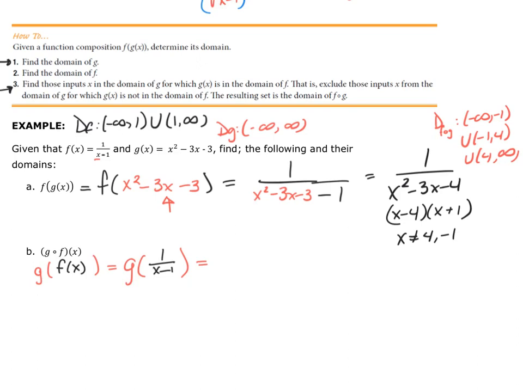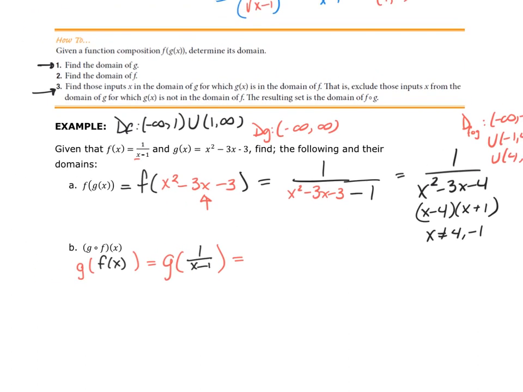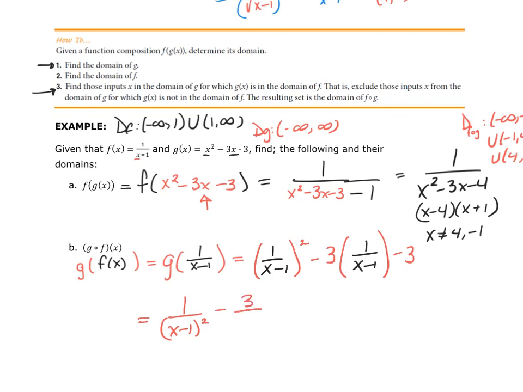Let's take a look at the second one. Now for the second one, I am putting in wherever I see x here in my g function. I'm going to replace both of those x's with 1 over x minus 1. So this is going to be equal to 1 over x minus 1, the quantity squared, minus 3 over x minus 1, and then minus 3.